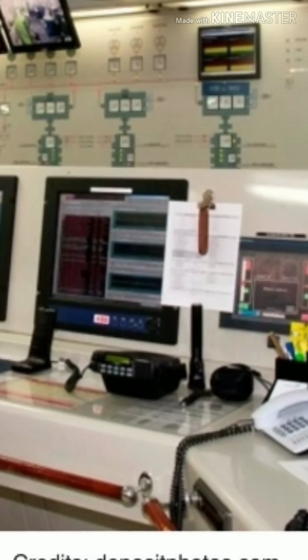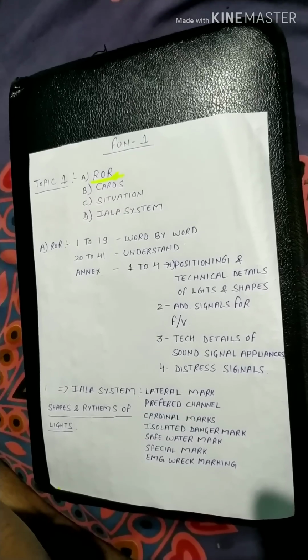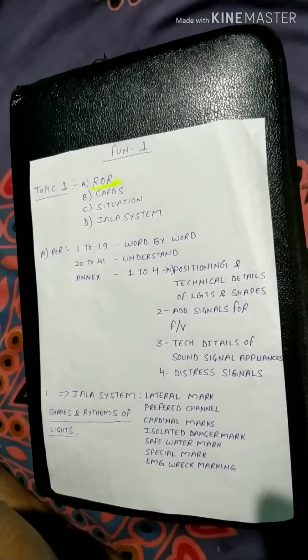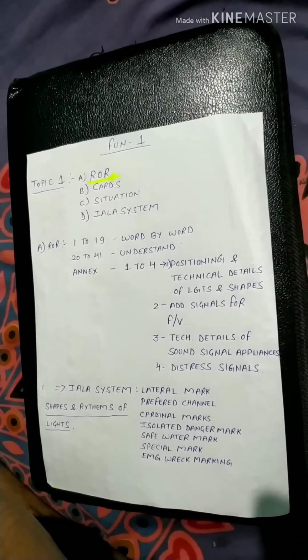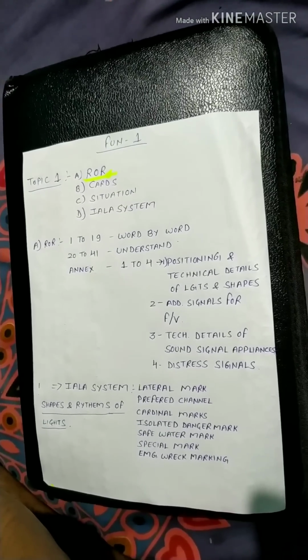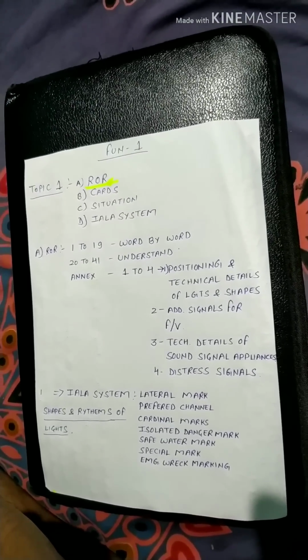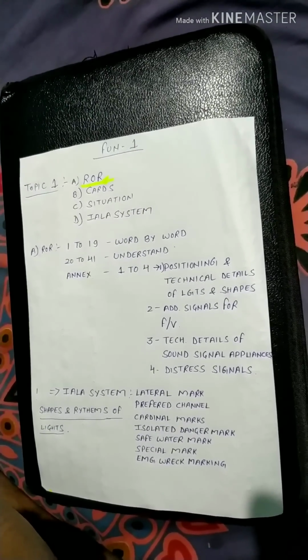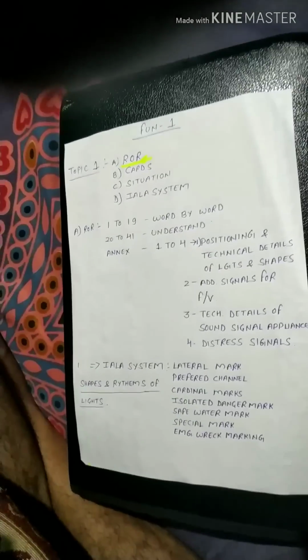Let's start with the syllabus. I have divided this syllabus into 8 topics. Topic 1 covers rules of the road, ROR cards, situations and IALA vessel traffic system. We will start with the rules of the road.